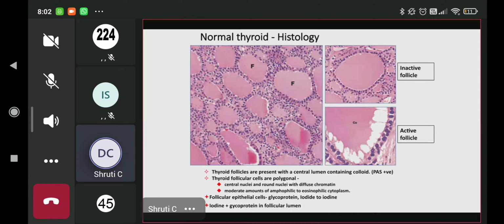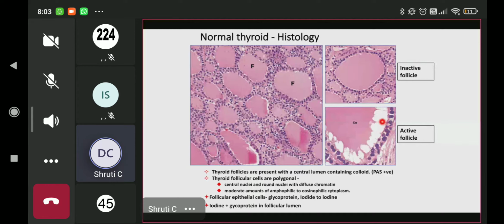Okay. Now this is the normal histology, the microscopic picture of a thyroid gland. These are the many follicles. Each follicle is lined by follicular epithelial cells, and the lumen is filled with colloid. This is an example of an inactive follicle, and this is an example of an active follicle. What is the difference? In the active follicle, the follicular epithelial cells are active in the synthesis of thyroid hormone.